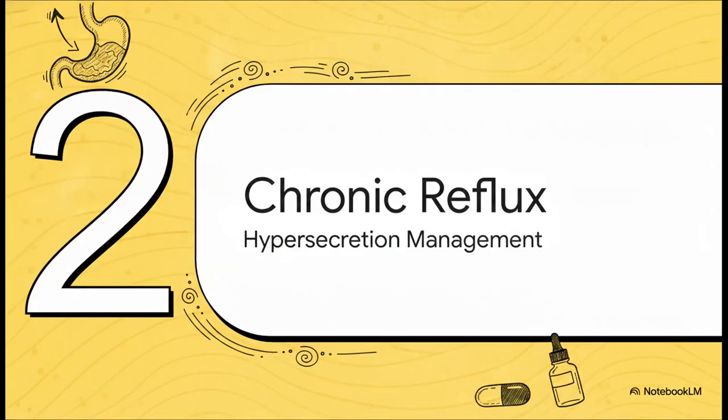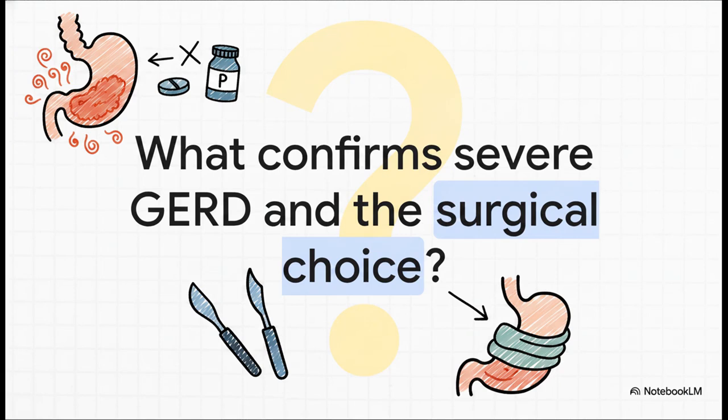Moving on to Section 2. Chronic reflux and hypersecretion. Picture a 34-year-old male presenting with severe GERD. He's totally dependent on his daily proton pump inhibitor. The moment he skips a dose, that awful burn comes roaring right back. He's tired of the meds and wants a definitive long-term surgical fix. So, 2 questions for you. What's the absolute gold standard test to confirm his diagnosis before you even think about operating, and what is the ultimate surgical treatment of choice?